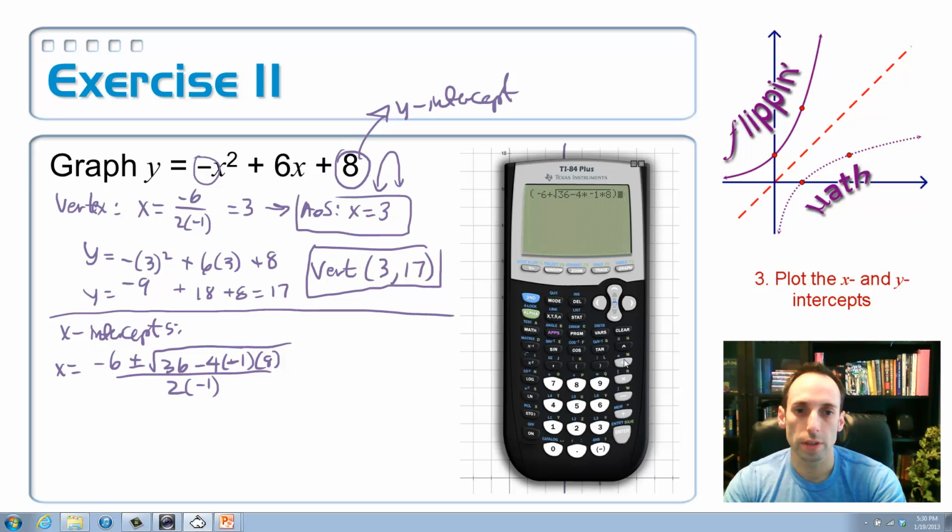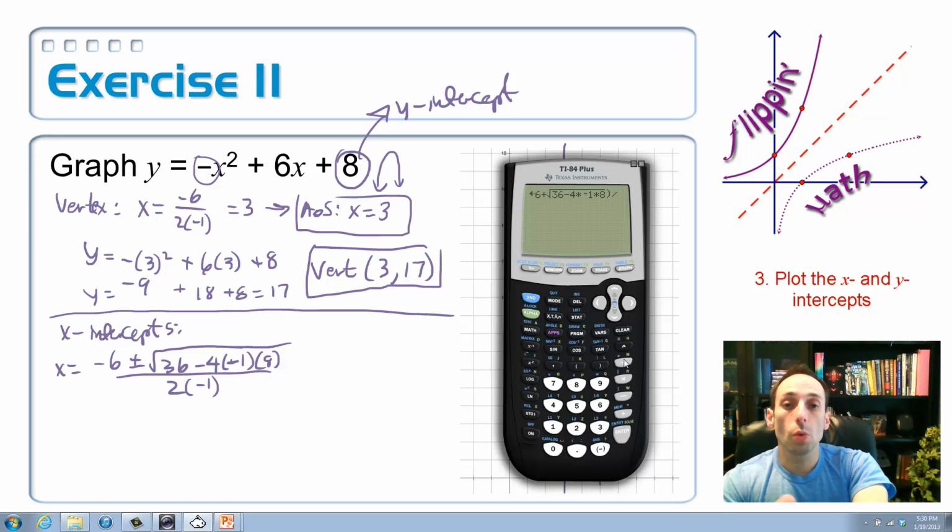Close the parentheses. Now divide it by 2a. That's 2 times negative 1. If you're going to leave it in the product like that and put it in the calculator being super lazy, you want parentheses around the bottom. If you don't want to put the parentheses, just type in whatever the product is. In this case, negative 2. Okay, so here's our first answer.